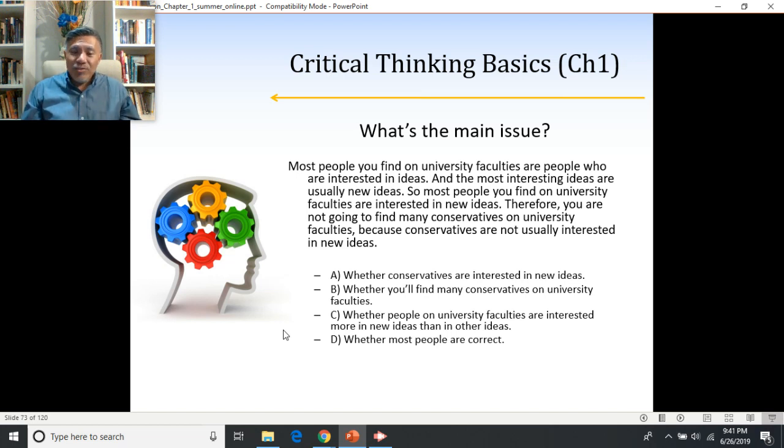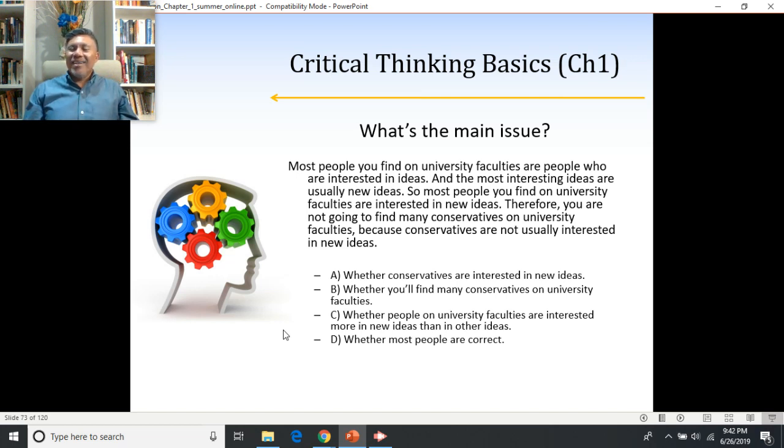Is it A, whether or not conservatives are interested in new ideas? Do they give us any reasons to believe whether or not that's true? Is it B, whether you'll find many conservatives on university faculties? Do they give us any reason to believe whether or not that's true? Is it C, whether people on university faculties are interested more in new ideas than in other ideas? Is that really the main question being addressed here? Or D, is it whether most people are correct?